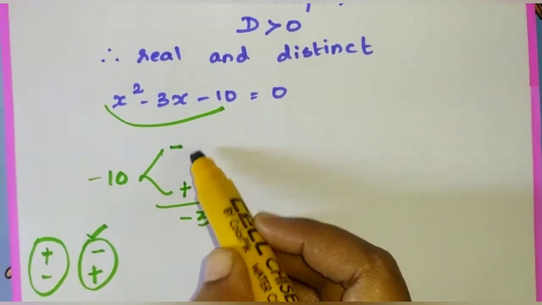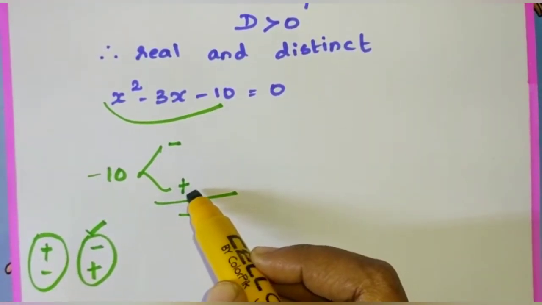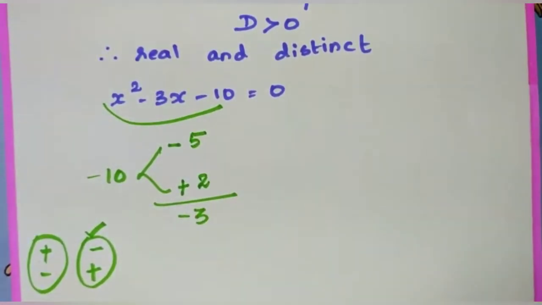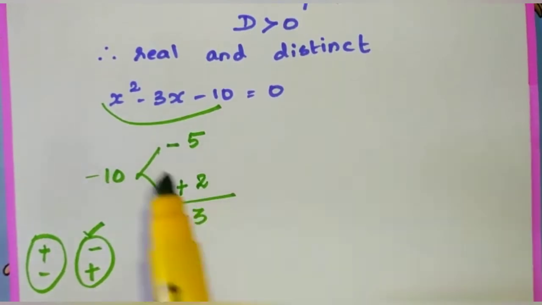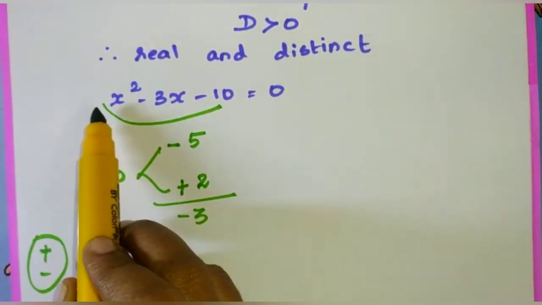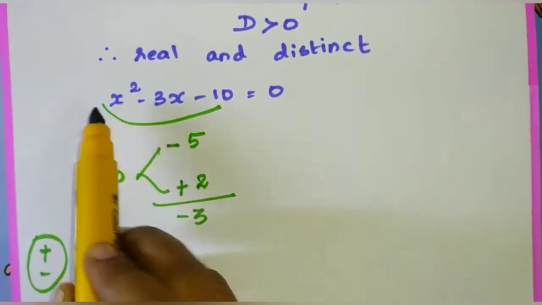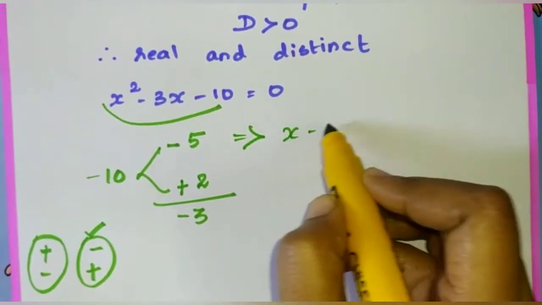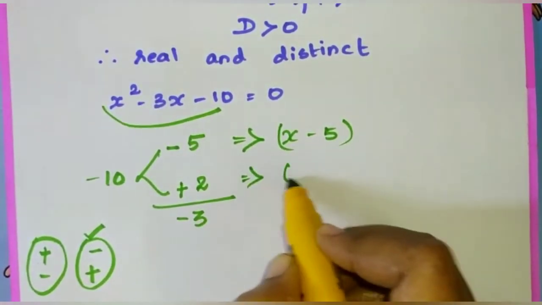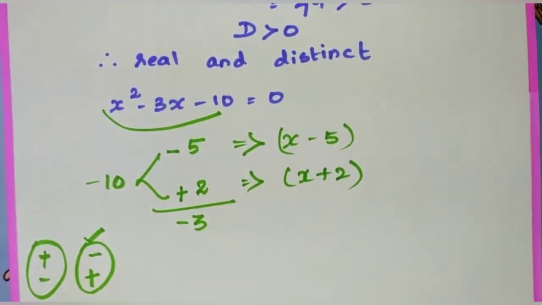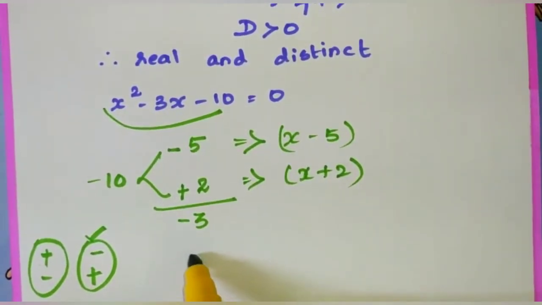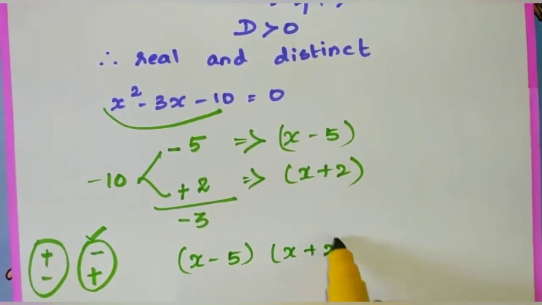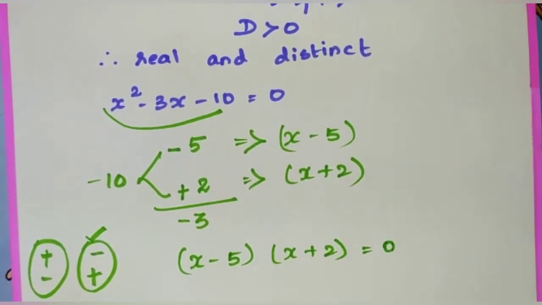By which numbers do we have to multiply to get 10? 5, 2. We don't have any coefficient with the x square term. So straight away you can write the answer: x minus 5 and x plus 2. So the factors are x minus 5 and x plus 2 is equal to 0.